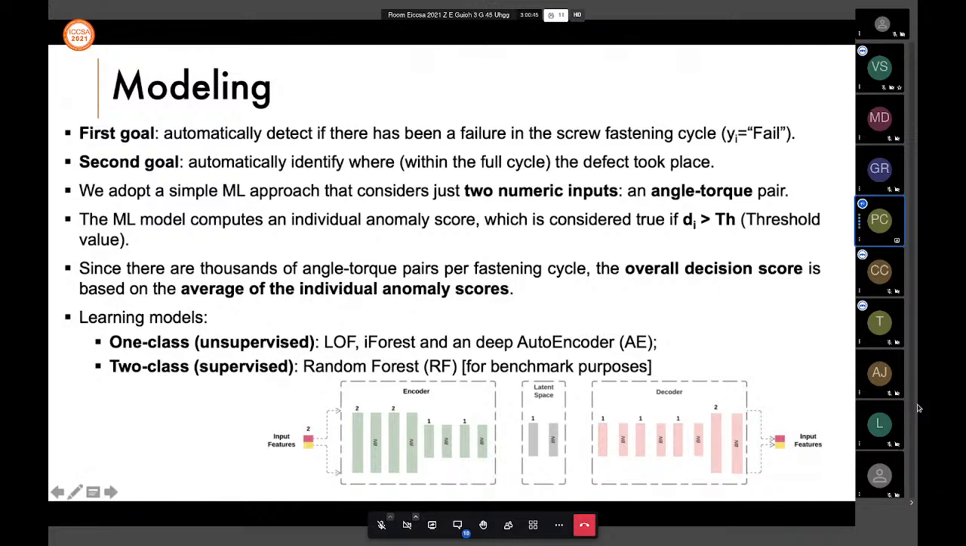So we can measure this as a degree of anomaly, which can be considered as a probability if we normalize it within 0 and 1. And if we need to signal a label, we simply define a threshold.